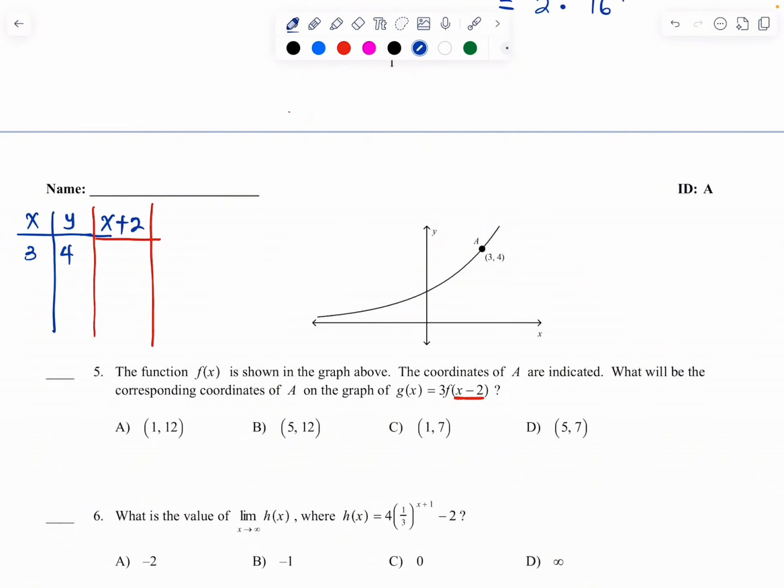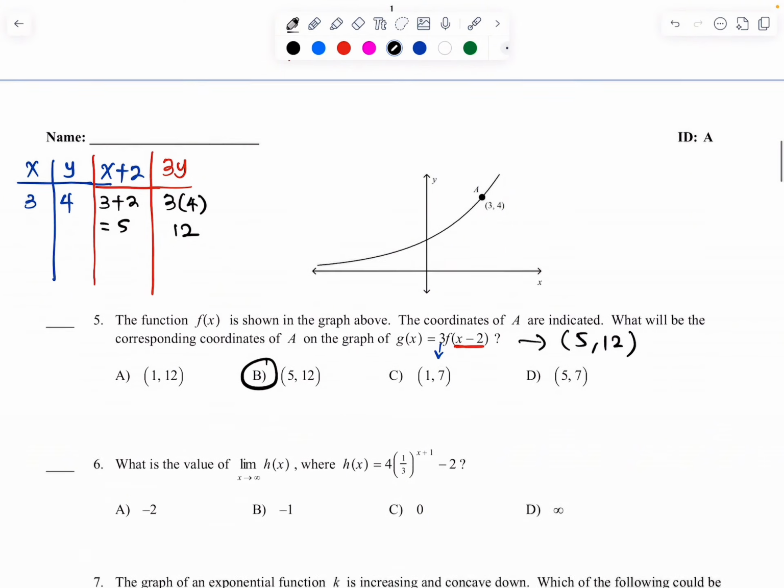And then, anything that is affecting y, this one is called our vertical dilation. Anything that is affecting y, I will just do the exact thing that I saw. So which means my y, all I need to do is multiply by 3. So if you do that real quick, you notice that this one becomes 3 plus 2, and then we have 5. And then this one becomes 3 times 4, and then we have 12. So our new point now will be 5, 12. And that option for question 5 will be option B.